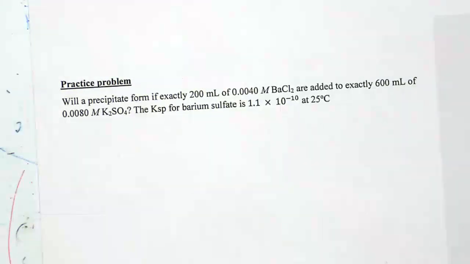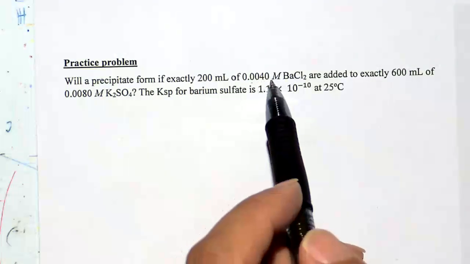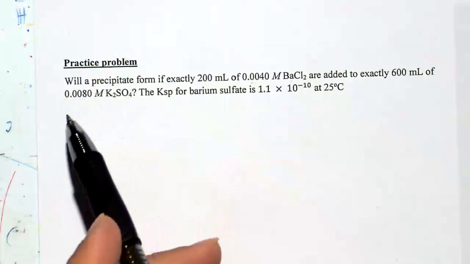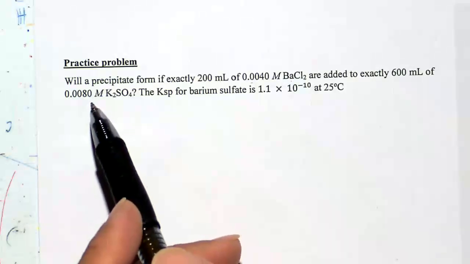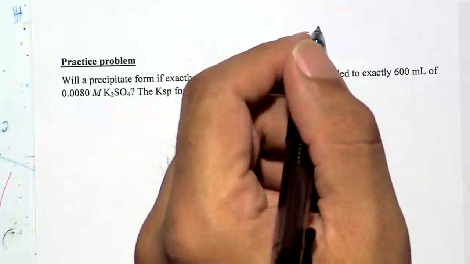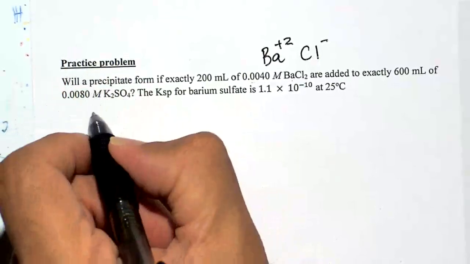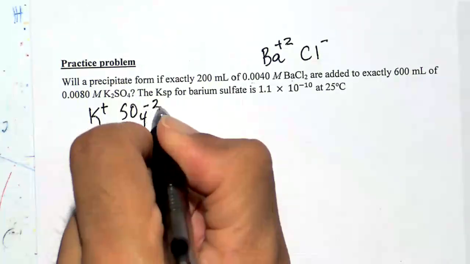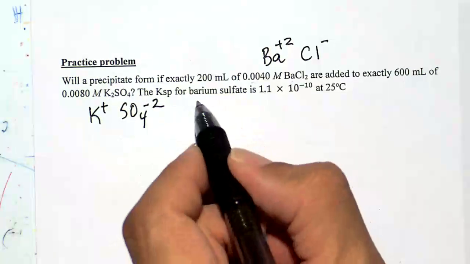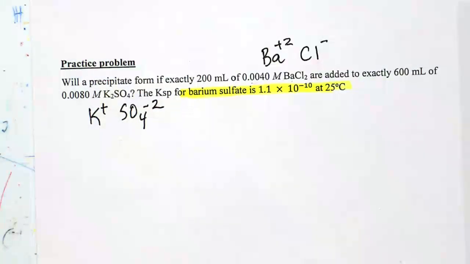Let's move on to page 14 here. All right, so will a precipitate form if exactly 200 mLs of 0.0040 M barium chloride are added to exactly 600 mLs of 0.0080 molar potassium sulfate? The Ksp of barium sulfate is 1.1 times 10 to the minus 10. So another one that's going to be very similar to what you'll find on the exam. This barium chloride is barium ion and chloride ion, and this potassium sulfate is K plus and SO4 minus 2. When these two react, they'll give you barium sulfate, which is sparingly soluble, a little bit soluble, and the Ksp is 1.1 times 10 to the minus 10.